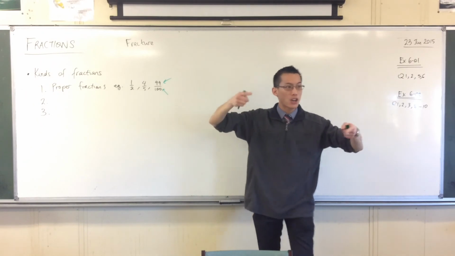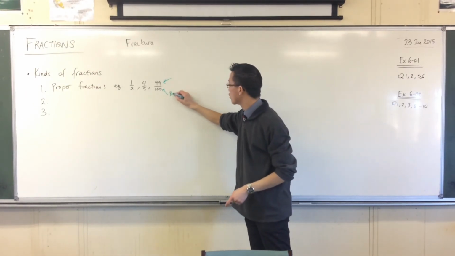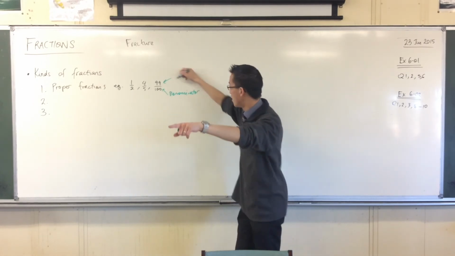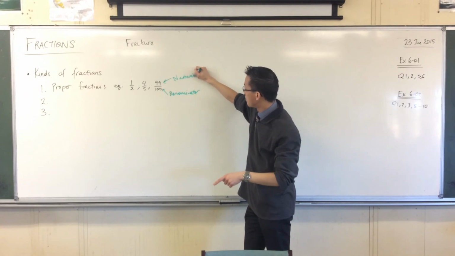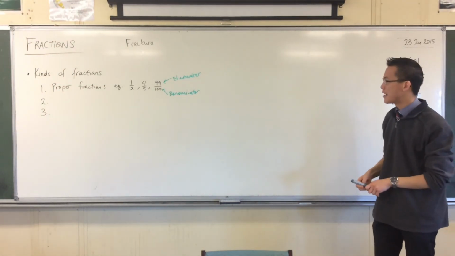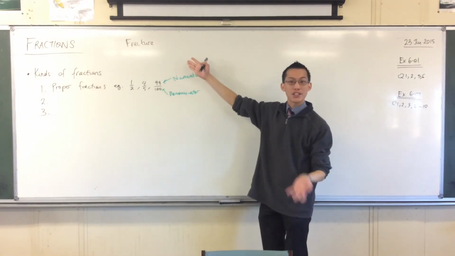Can someone help me out? What are they called? Nipun, what's the bottom one? Denominator. Denominator, very good. And that makes the top one, someone else? What's it called? Yeah, the numerator. I heard it, very good. The numerator. So if the numerator is smaller than the denominator, right? That means that you're going to have a proper fraction, okay?